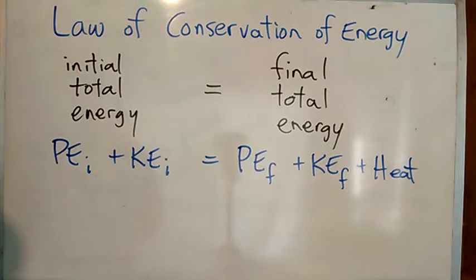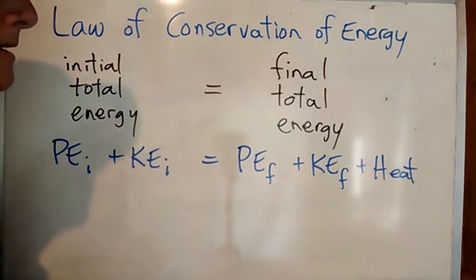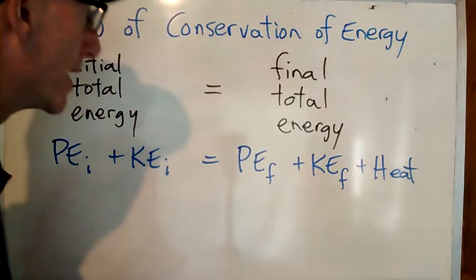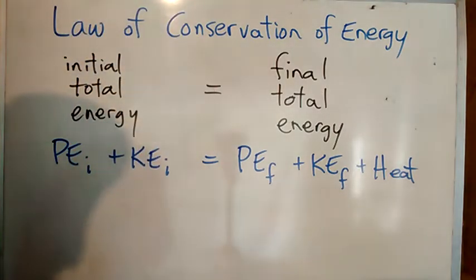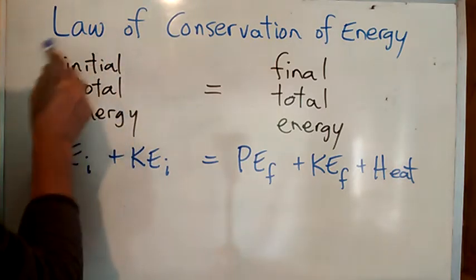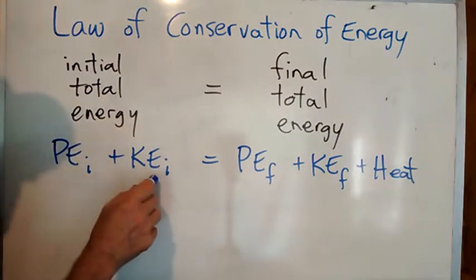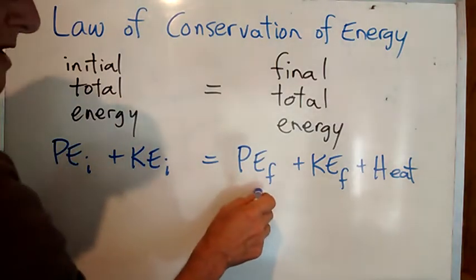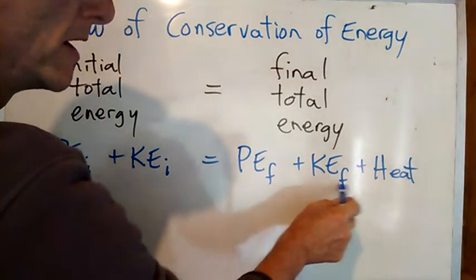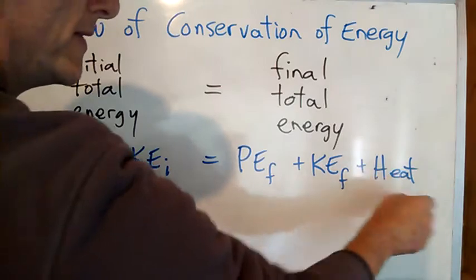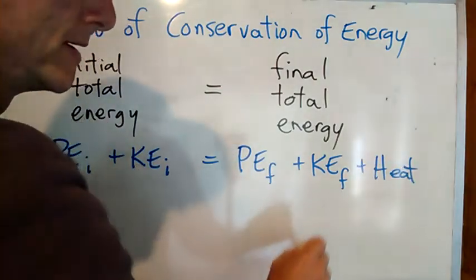All of these energies are connected by the law of conservation of energy. You've already learned about the law of conservation of momentum in lesson 8, and you've learned about the law of conservation of mass in chemistry. This is the law of conservation of energy. Initial total energy equals final total energy. So potential energy initial plus kinetic energy initial equals potential energy final plus kinetic energy final plus heat. If any friction is there and it produces heat, it goes on the right-hand side.